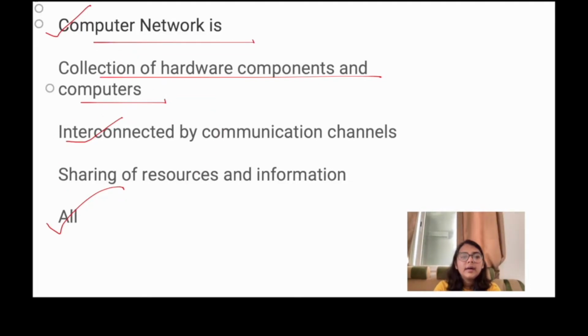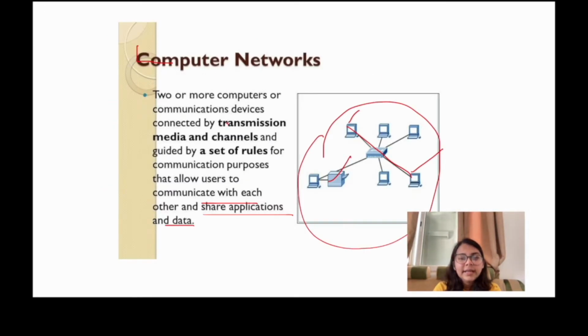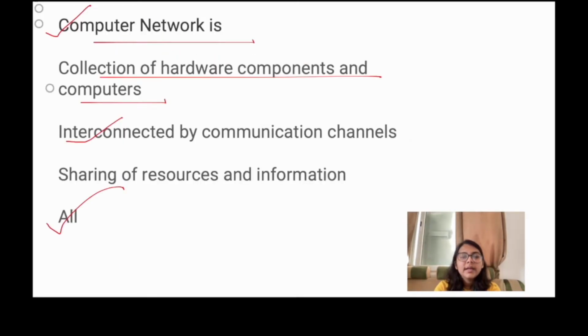So in the first slide we have discussed that a computer network is two or more computers or communication devices connected by transmission media and channels. And here you can see the main purpose of a computer network is to communicate with each other and share applications and data. I think you are clear with this point. So this is the correct answer. A computer network is actually interconnected between each other.